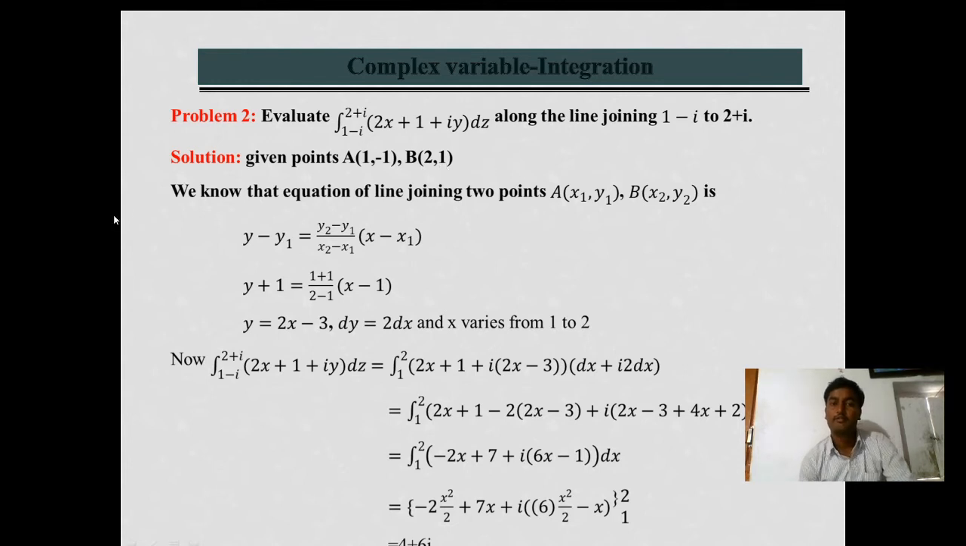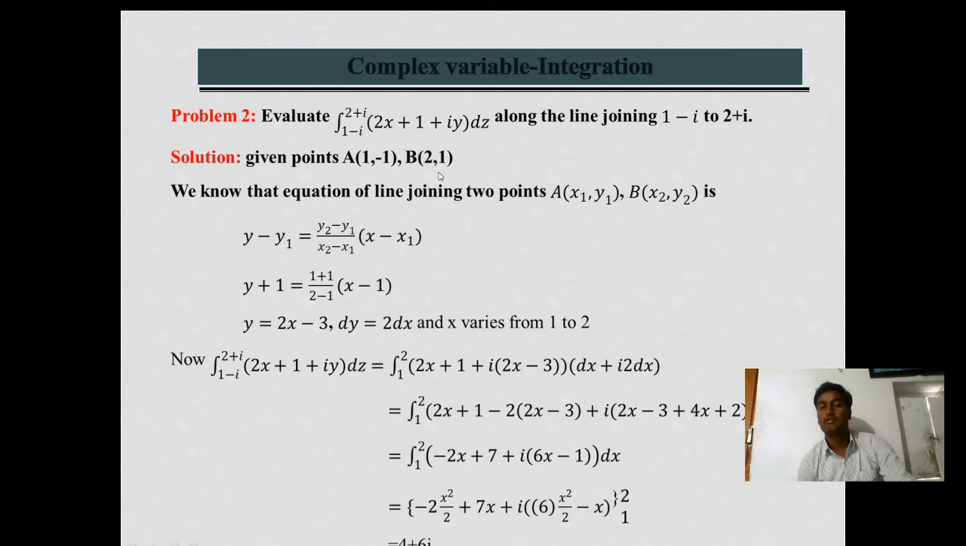Now the formula for finding the equation of a line: y minus y1 equal to (y2 minus y1) by (x2 minus x1) into (x minus x1). Then substitute the points. y1 is minus 1, so therefore it is y plus 1.